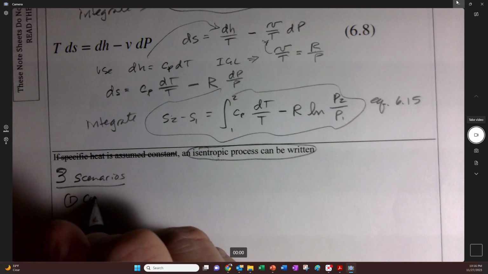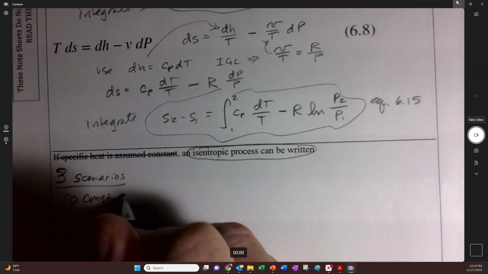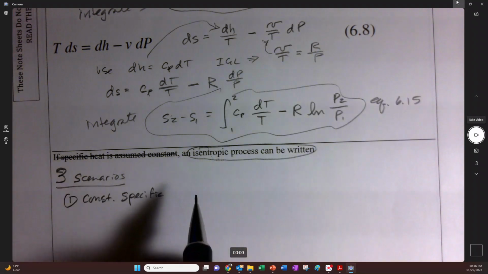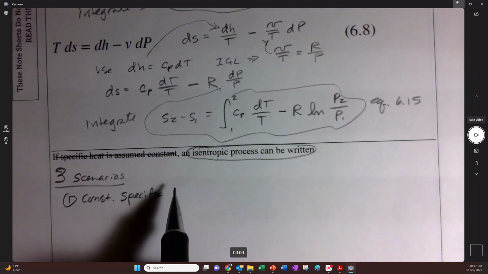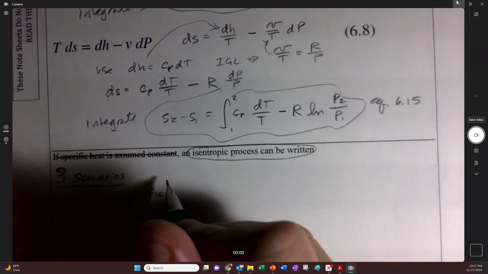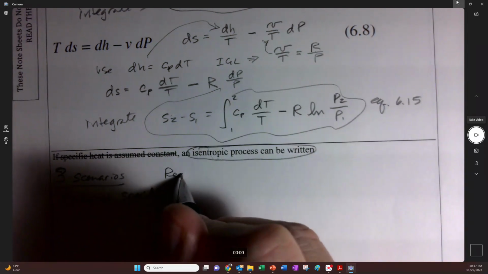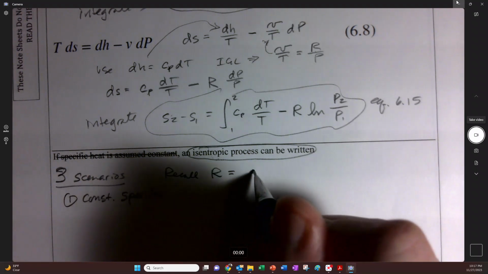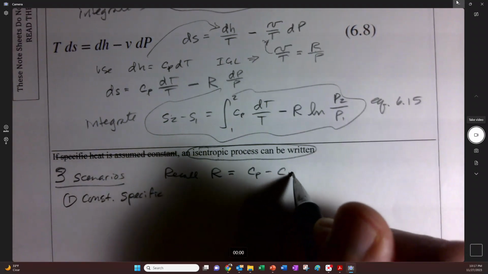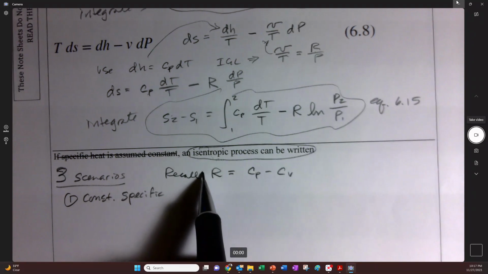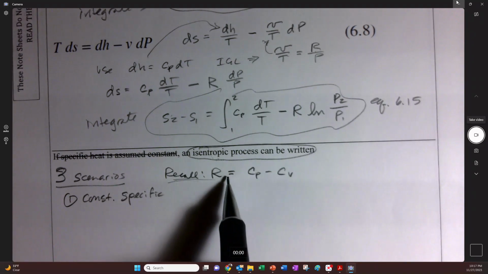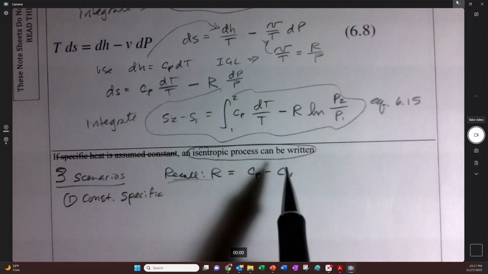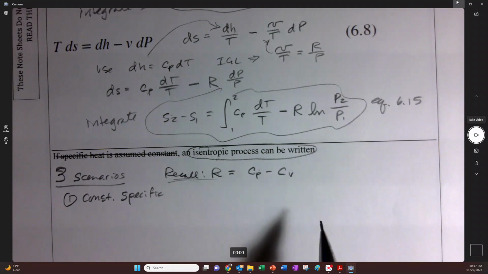Let's say, I'll write three scenarios. One is constant specific heat, and by the way, if one of the specific heats is constant, they both are, right? Because recall that R is equal to Cp minus Cv, and if you look it up in the tables, you'll see that this is true. So this is a good thing to recall. If one of these is constant, they both have to be constant.